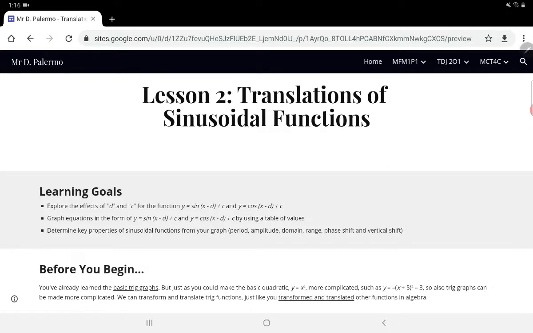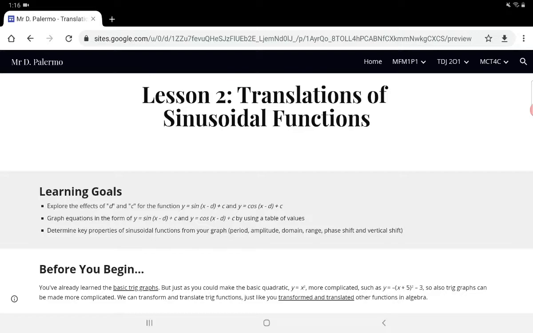If we look at our learning goals, we're going to explore the effects of d and c for the function y equals sine times x minus d plus c. So far all we know is y equals sine x, y equals cos x. And what you're seeing now is that there are these other variables d and c. So we're going to explore the effects that those have on our base function of y equals sine x and y equals cos x.